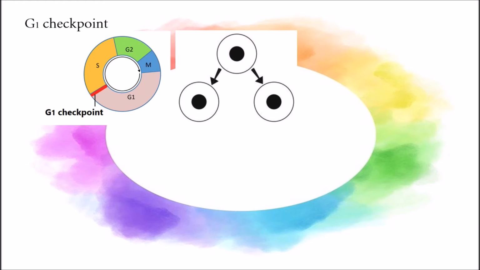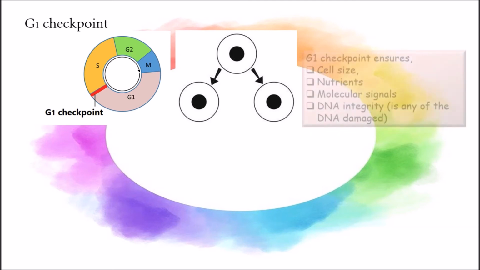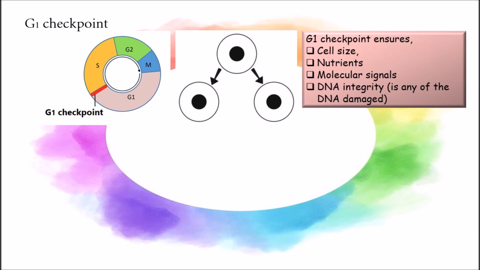At the G1 checkpoint, a few factors are checked to ensure whether the internal and external conditions are right for division. Some of them are size, nutrients, molecular signals, and DNA integrity. If the cell does not receive positive cues at the G1 checkpoint because the above factors are not sufficient for division, the cell will leave the cell cycle and enter G0 phase.